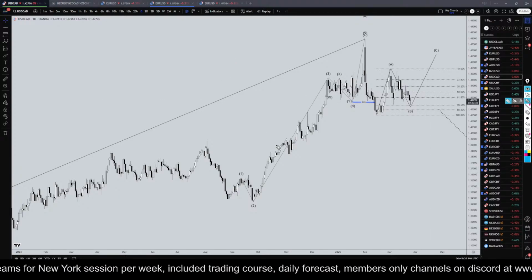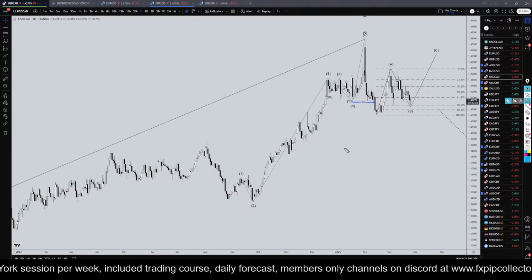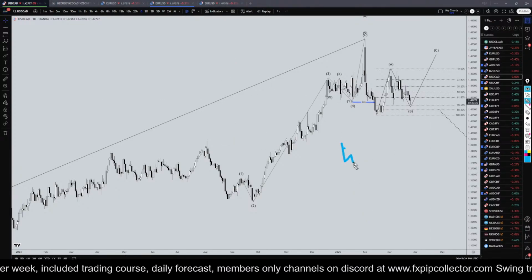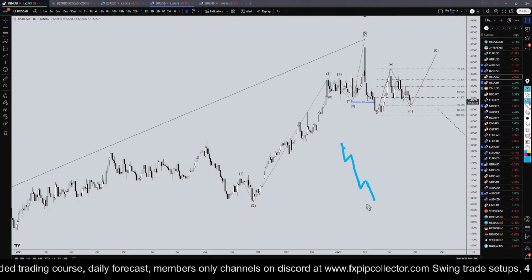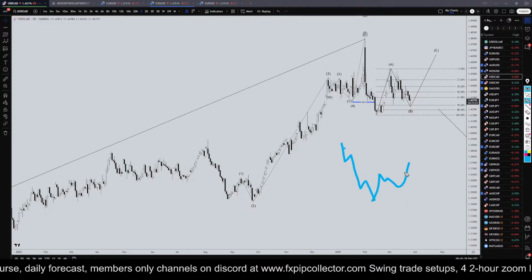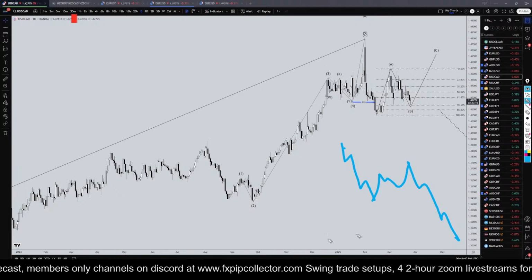And the moves to the downside in a monthly uptrend are likely going to be trends. The moves up are likely going to be corrections. The move down is likely trends.